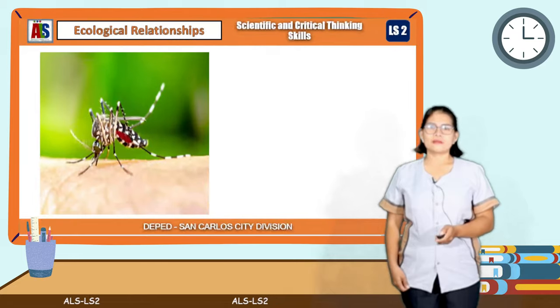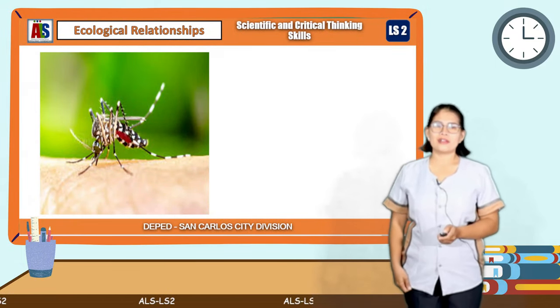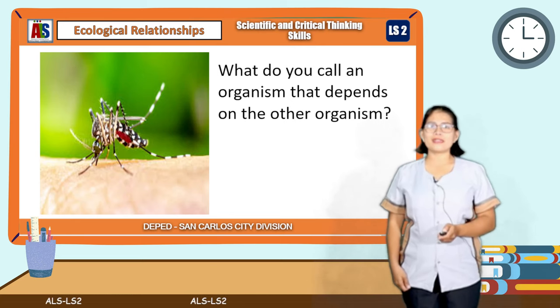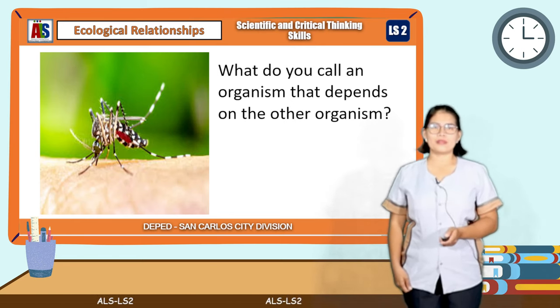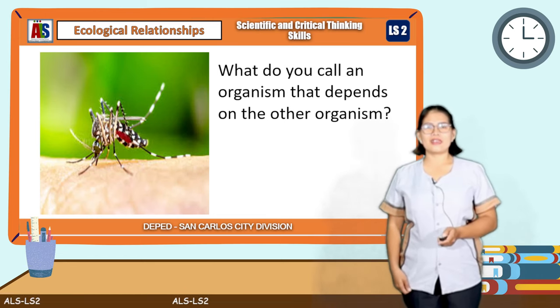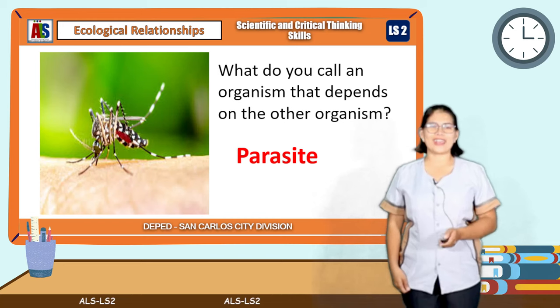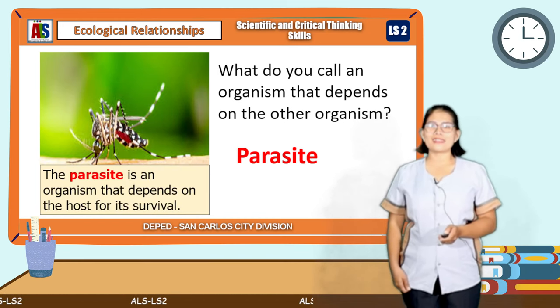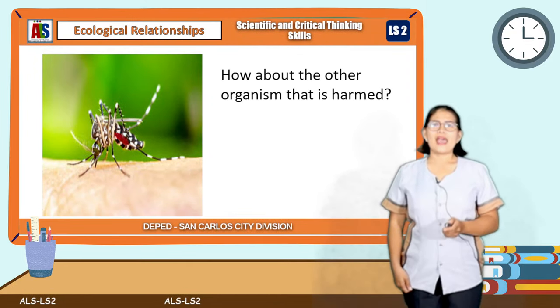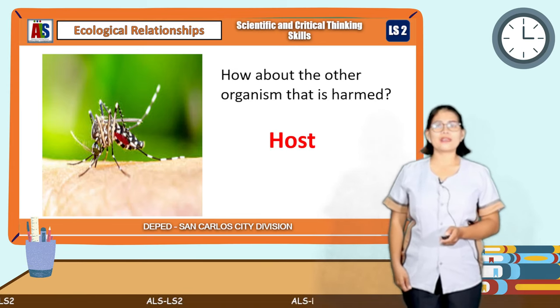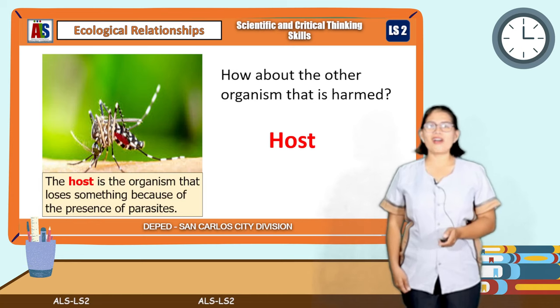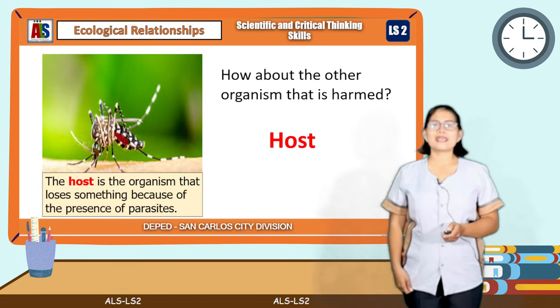So we have a picture here. What do you call an organism that depends on another organism? What is your answer? If your answer is parasite, you are correct. A parasite is an organism that depends on the host for its survival. How about the other organism that is harmed? We call them host. The host is the organism that loses something because of the presence of parasites.